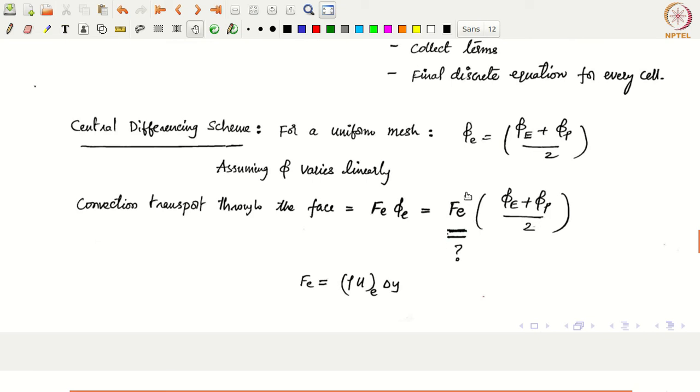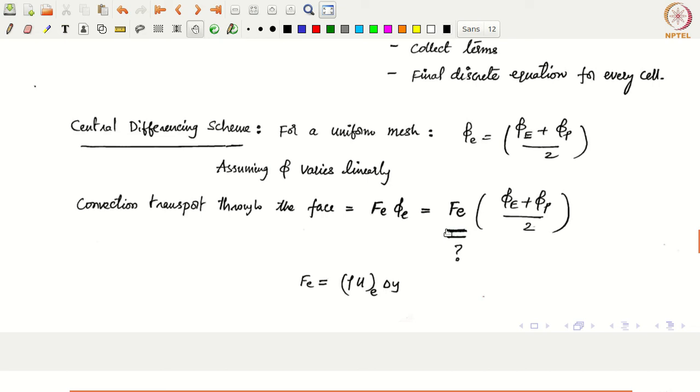Now, what about this coefficient Fe? Is this known or unknown? This particular Fe equals rho u e delta y. This is known because density is known, area is known. For the purpose of the convection diffusion equation, we know that the velocity vector is also known. So essentially this coefficient Fe is known, and so is the diffusion coefficient dE. So these two are known. Fine.